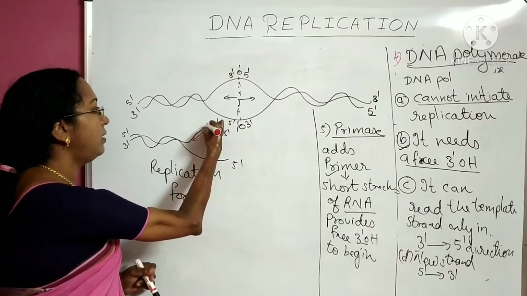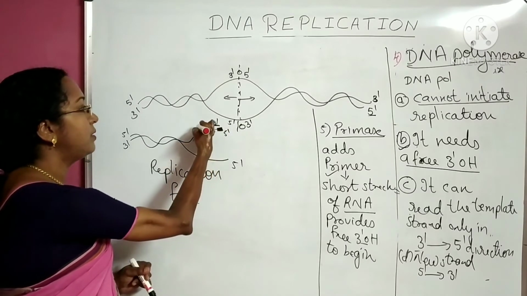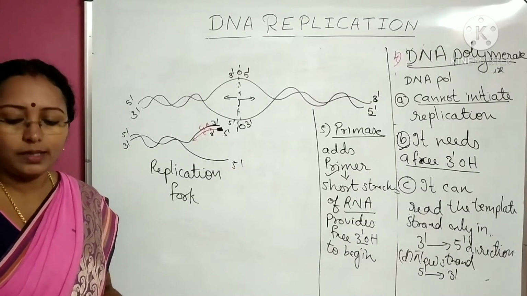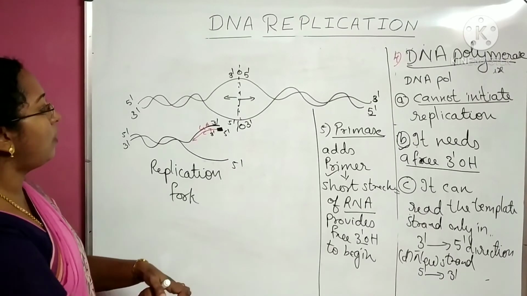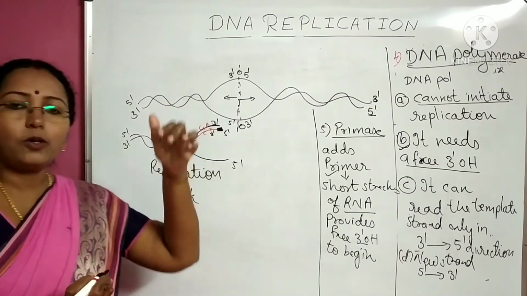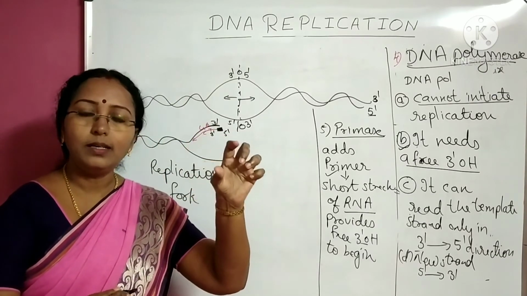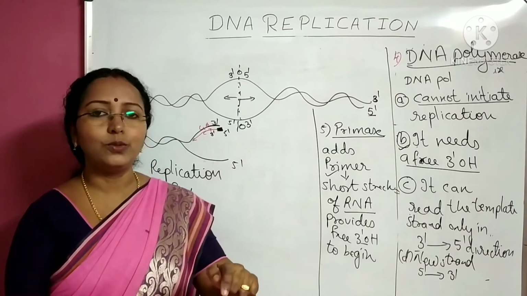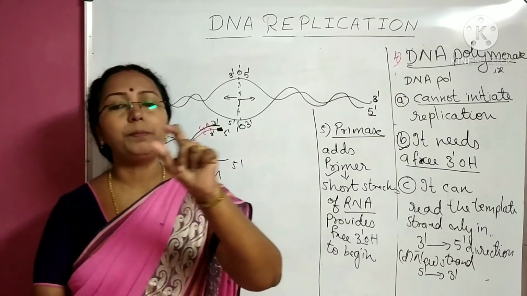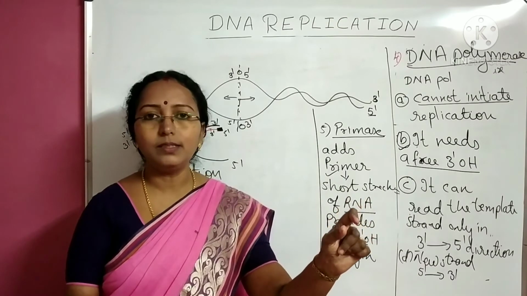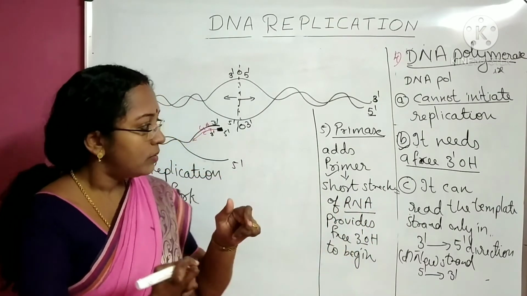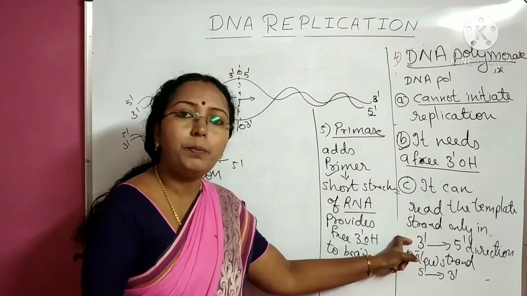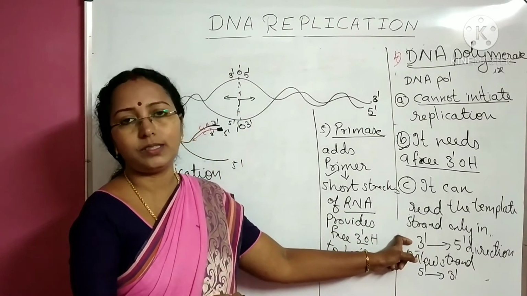That means if it is adenine here, it will add thymine. If it is guanine here, it will add cytosine. There is no problem. DNA polymerase will keep on adding new bases which are complementary to what is there in the parental strand. And for it to add the new bases, what does it have to do? It has to first read the parental strand, isn't it? So how is it able to read? It is able to read only in the 3' to 5' direction.